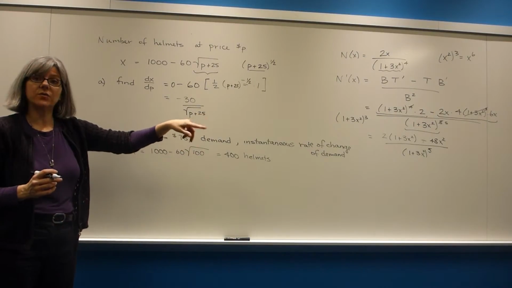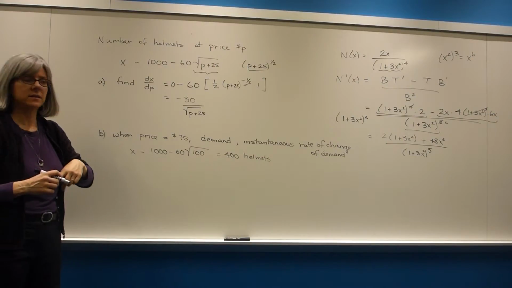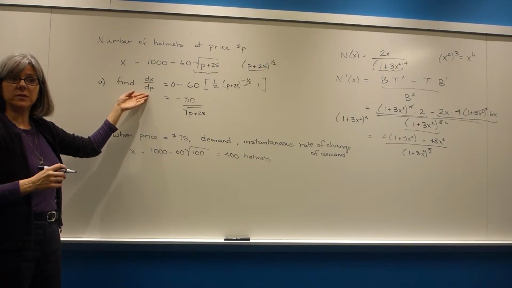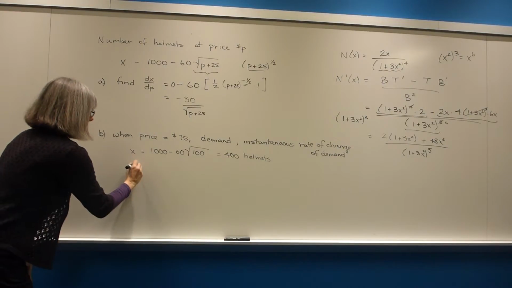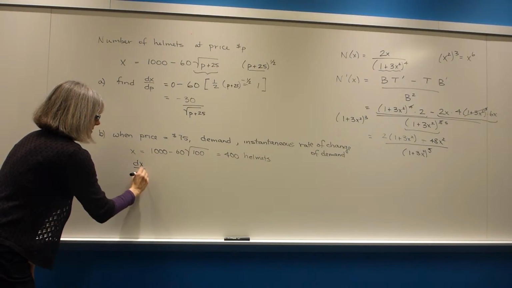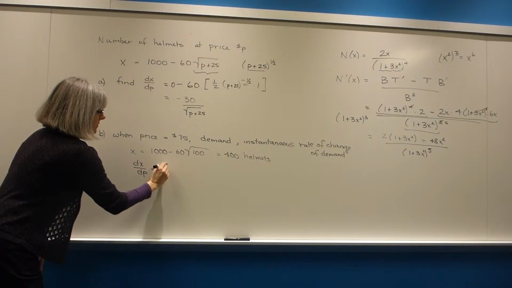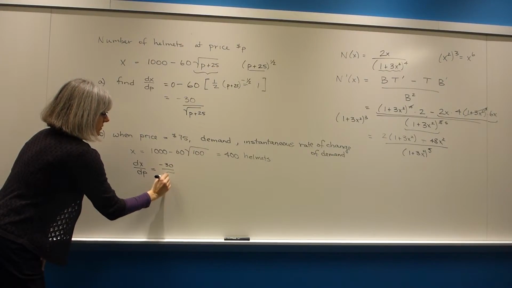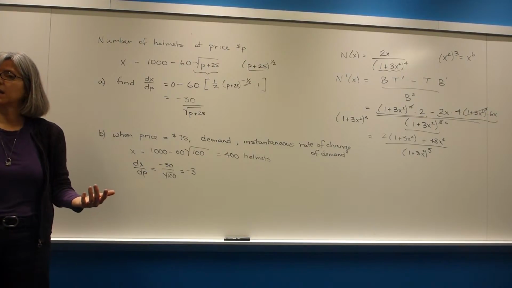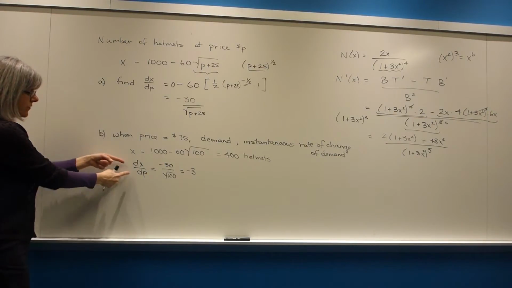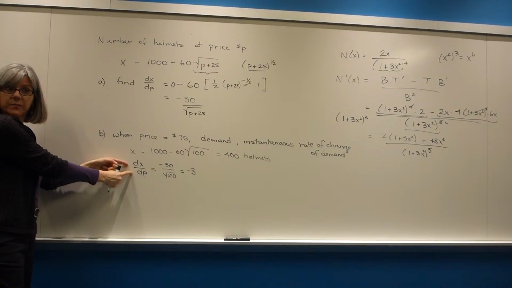What's the instantaneous rate of change of demand? Where do I find that? That's what the derivative is. This is plug in 75. So plug in 75 here. Right, so dx/dp is negative 30 over the square root of 100 minus 3. If you're not sure, come back to here.